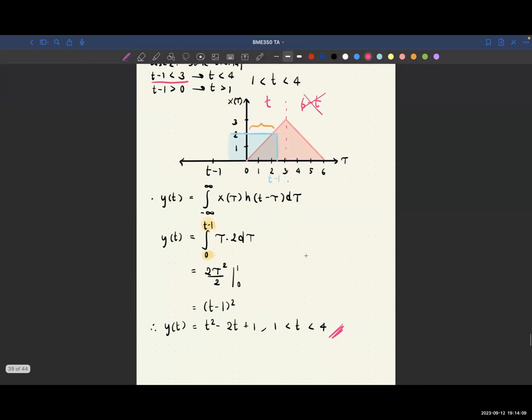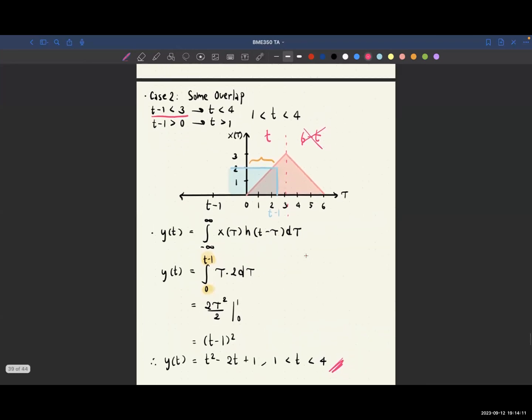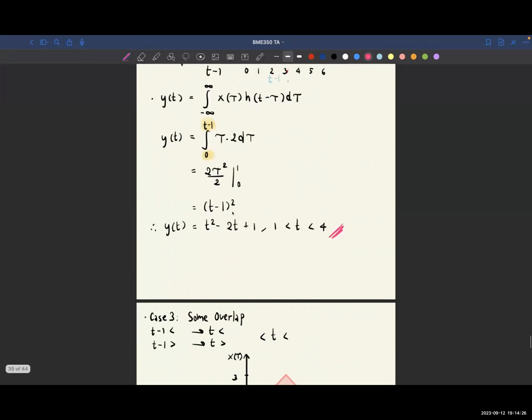Okay, are you good with this part now? Give me a thumbs up if you feel comfortable to move on. Okay, thank you, Ruhi.